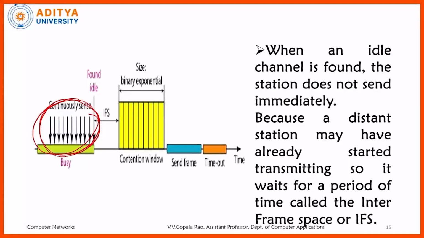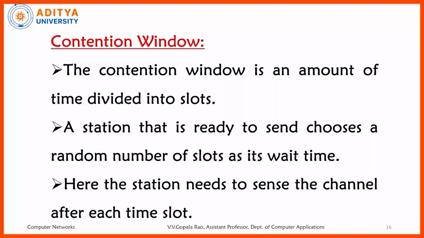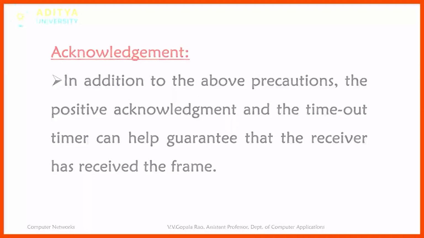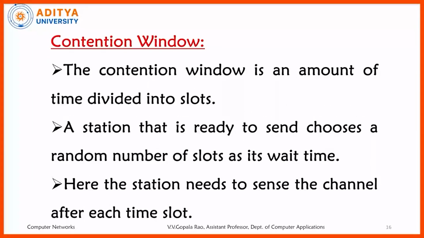And one more thing is called the contention window. This contention window is an amount of time divided into slots. Let us say you have 5 minutes of time. This 5 minutes of time can be divided into 5 slots, so 1 minute, 1 minute, 1 minute slots, like that there are 5 slots. This is the meaning of the contention window.